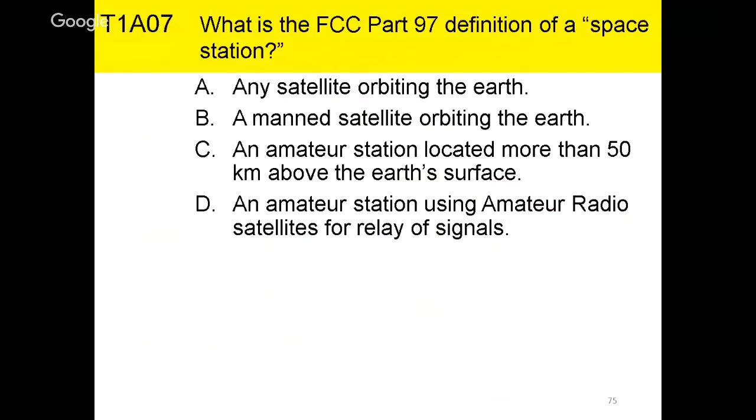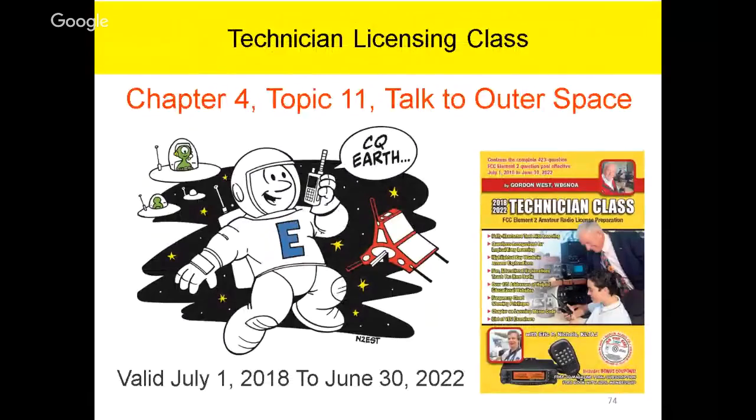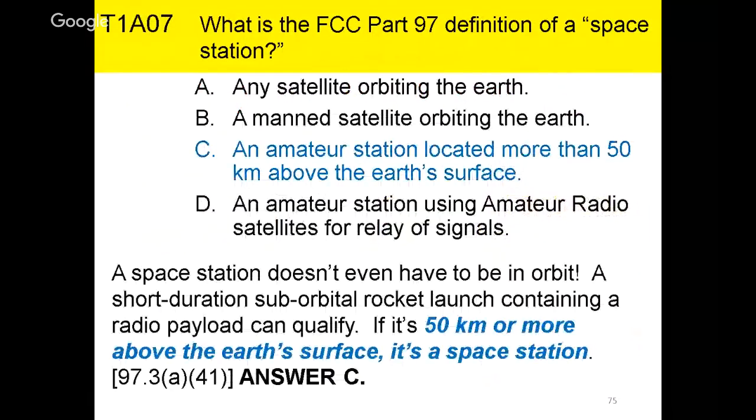So FCC Part 97 gives you a definition of what a space station is. And particularly, if you remember, there's a number associated with that. It's easy to remember that any amateur station located more than 50 kilometers above the Earth's surface is considered a space station. Answer is C. And again, a space station can be a satellite or something, capable of automatic operation and repeating, automatically resending signals that it receives.